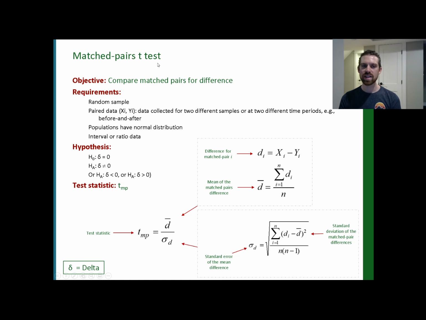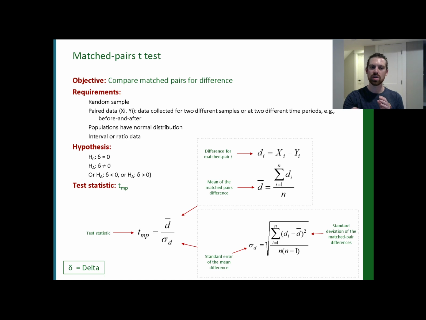We can just get into the objectives, the assumptions, the hypotheses, and the test statistic for this particular approach. So we're going to focus first on the matched pairs t-test, and the idea here is for us to compare whether these two samples have come from the same population, given that they're dependent on each other, or whether they're coming from different populations. So we need to have a random sample. The paired data then requires that we match the samples.